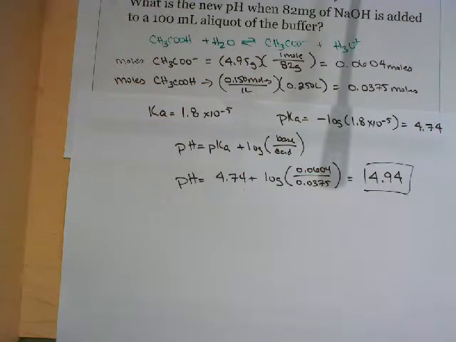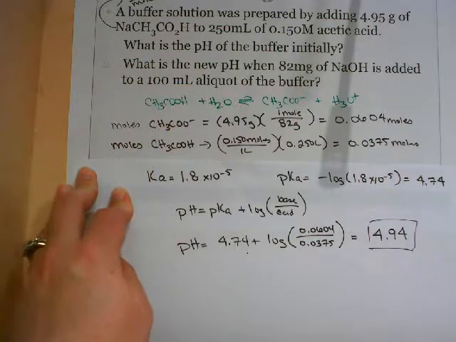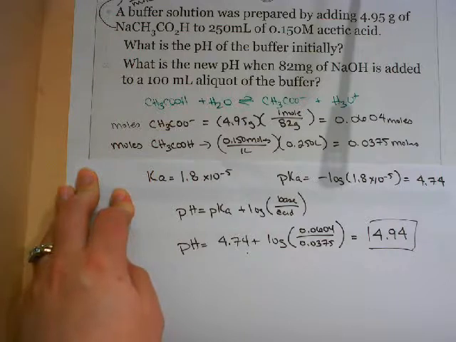Alright, so here's my question, part 2. I'm now going to add 82 milligrams of sodium hydroxide to a 100 milliliter aliquot. What does it mean, aliquot?